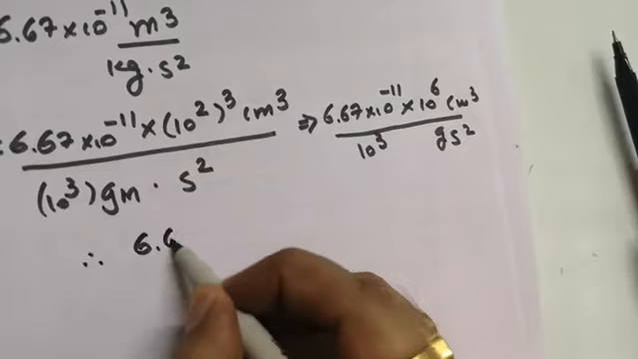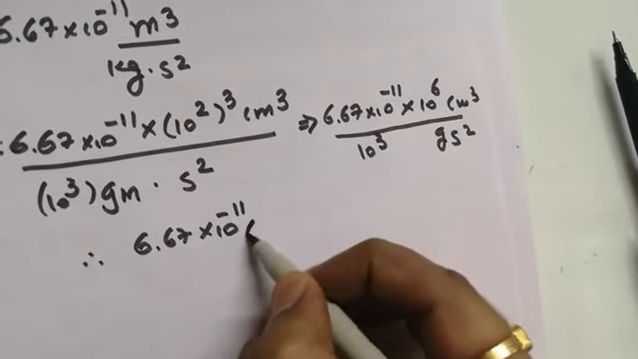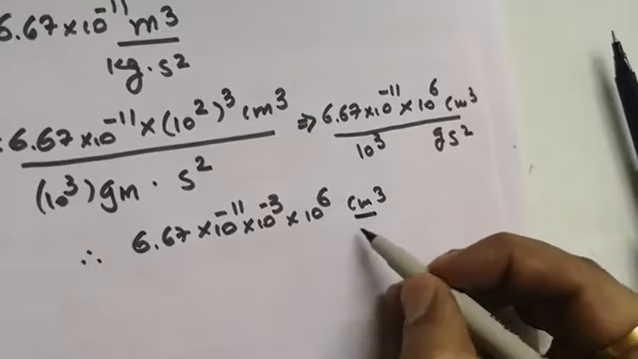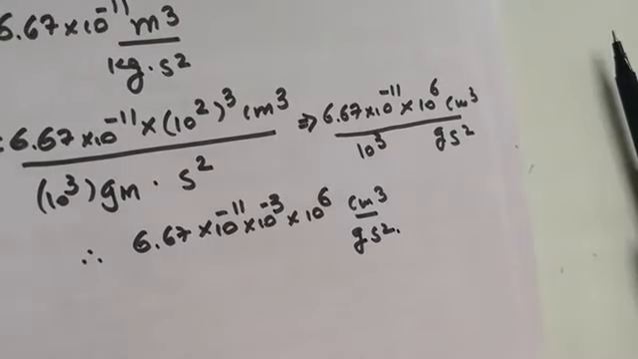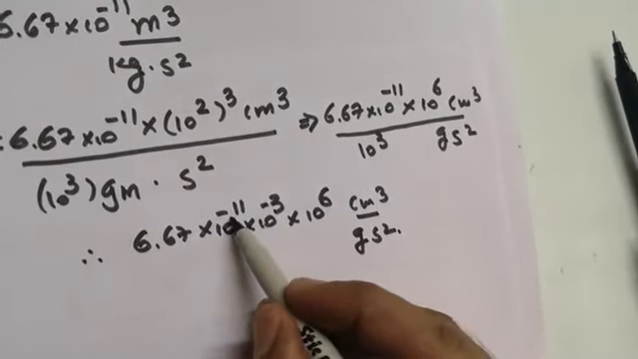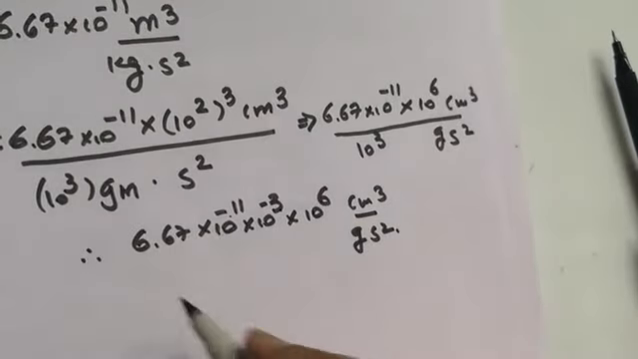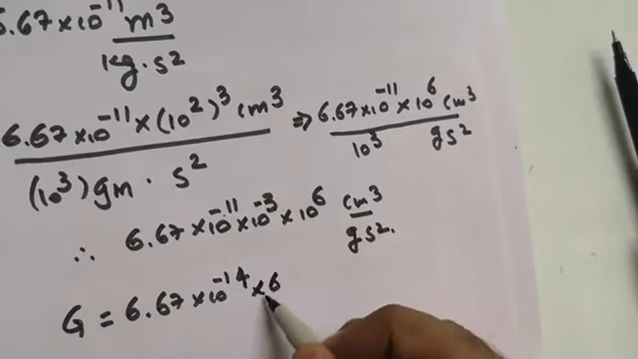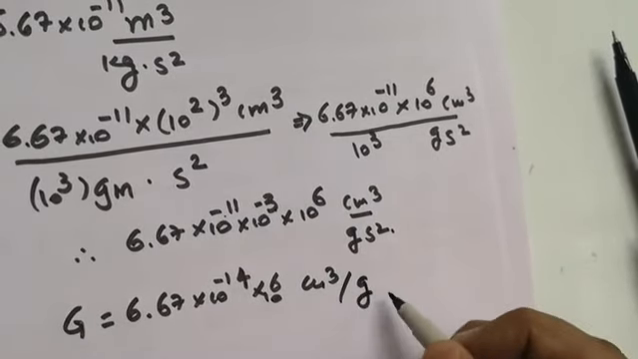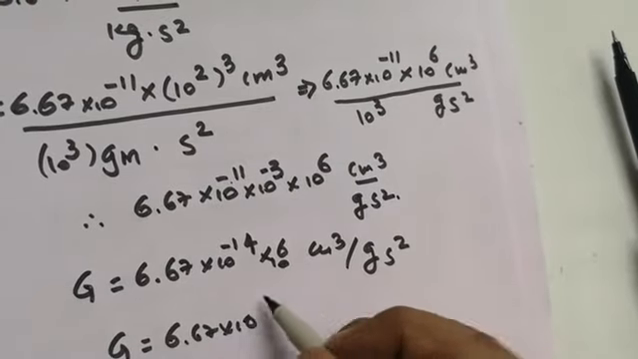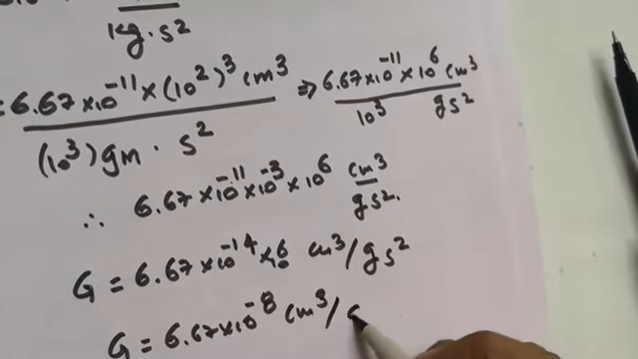So I can have 6.67 10 to the power minus 11, 10 to the power minus 3 and 10 to the power 6, centimeter cubed gram second squared. As you can see, your power in the numerator was negative. Now I have converted that power: 10 to the power minus 11 minus 3, and then 10 to the power 6. So capital G is equal to 6.67 10 to the power minus 14 and 10 to the power 6, centimeter cubed gram per second squared. Since the base is the same, I get 10 to the power minus 8 centimeter cubed gram second squared.